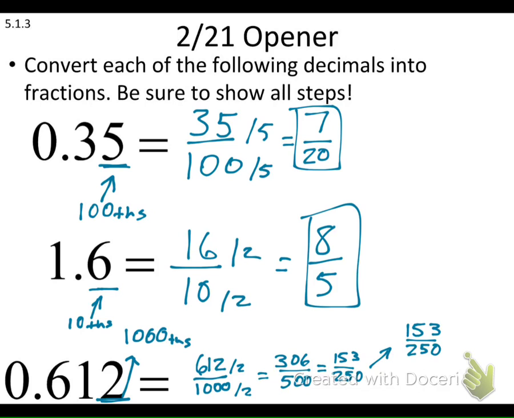David, could I see your calculator real quick? Thank you. So this is what I got for my reduced answer, 153 divided by 250. Oh, darn it. 153 over 250 equals 0.612. And that's what you can do to check to make sure you got the right answer. Okay? And box it in. And that's it.